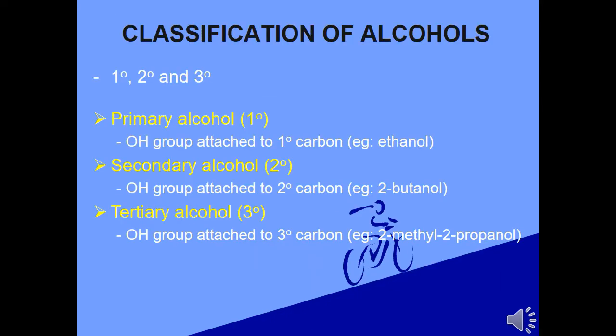Next, classification of alcohol. Three types of classification of alcohols. First is primary alcohol, second is secondary alcohol, third is tertiary alcohol. First, primary alcohol, OH group attached to 1 degree carbon, example ethanol. Second is secondary alcohol, OH group attached to 2 degree carbon, example is 2-butanol. And third is tertiary alcohol, OH group attached to 3 degree carbon, example is 2-methyl-2-propanol.